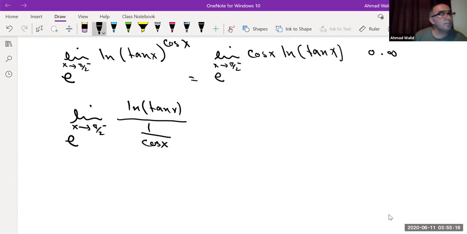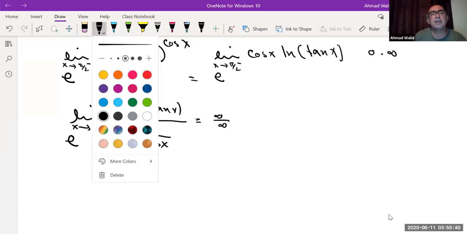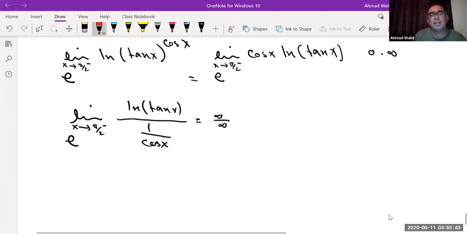Definitely when you deal with derivatives, you don't like to deal with 1 over cosine. You change it to secant, right? Because right now, you end up with infinity over infinity. If you plug in pi over 2, it gives you infinity over infinity. Now you have to apply L'Hopital's rule. But before that, instead of 1 over cosine x, you can write secant x, right? Because 1 over cosine gives you secant.